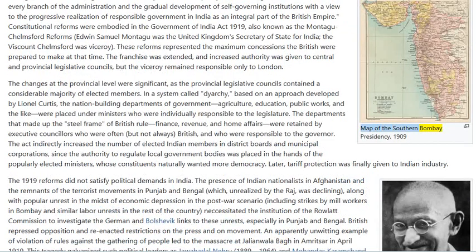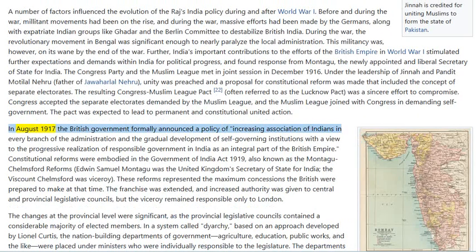Map of the Southern Bombay Presidency, 1909. In August 1917, the British government formally announced a policy of increasing association of Indians in every branch of the administration and the gradual development of self-governing institutions, with a view to the progressive realization of responsible government in India as an integral part of the British Empire.